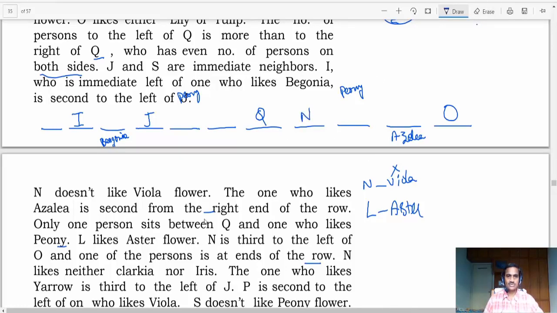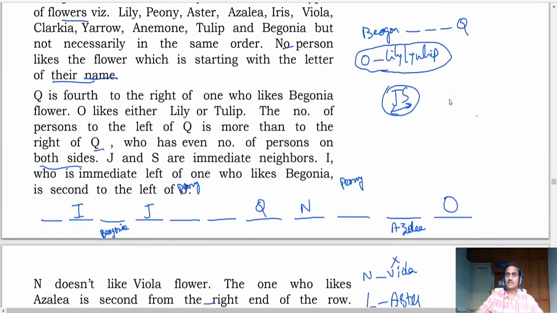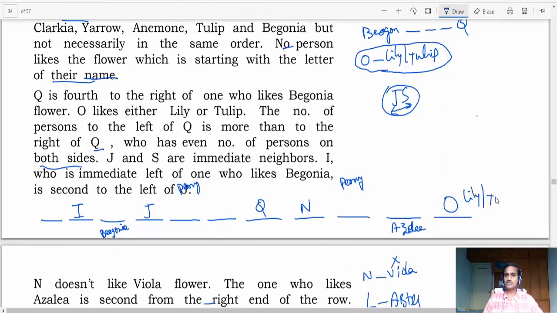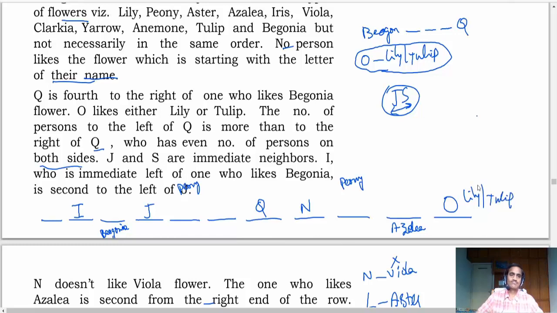N sits to the left of O. One of the persons at the ends likes what? O likes either tulip or lily. O is either lily or tulip.